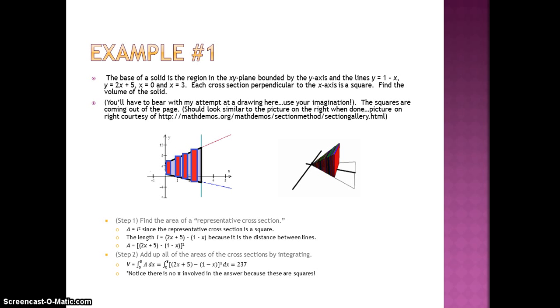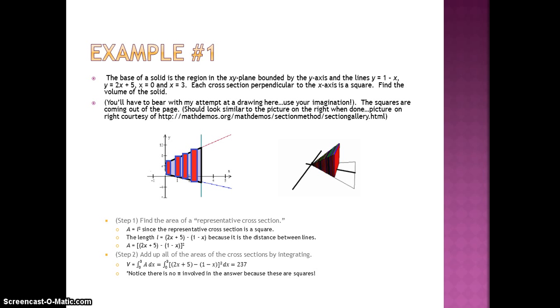You'll have to bear with my attempt at a drawing here. The blue border and the red squares are supposed to be our cross-sections. It's not a very good drawing, that's why I'm hesitating on this. The better drawing is the one on the right, which comes from mathdemos.org, which gives you a better picture of this pyramidal type shape here.